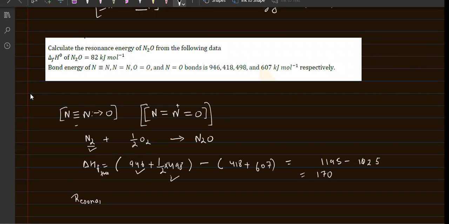So we know that resonance energy is equal to what? Calculated minus actual. So 88. Okay, got it? Right, everyone? Okay?